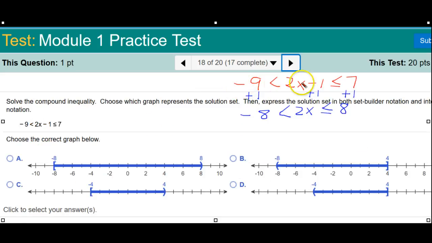For this compound inequality, we have to isolate the x in the middle here. So we're going to add 1 there, add 1, add 1. Get this, and now we're going to divide everything by 2. And we're going to get x in the middle. We'll let you finish that. And then what will be the graph? Well, remember, this sign is going to be a bracket, and this sign is going to be a parenthesis. So you need to pick out the correct graph here.